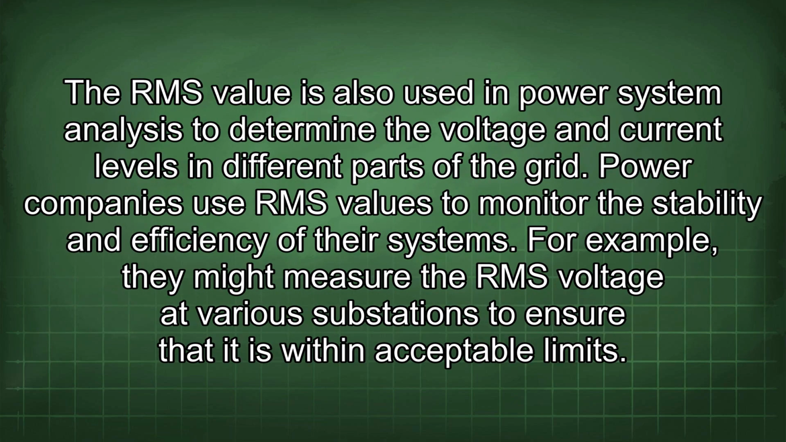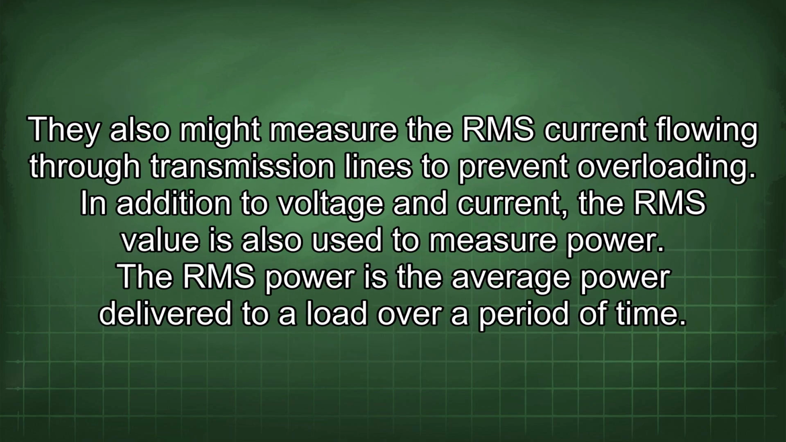The RMS value is also used in power system analysis to determine the voltage and current levels in different parts of the grid. Power companies use RMS values to monitor the stability and efficiency of their systems. For example, they might measure the RMS voltage at various substations to ensure that it is within acceptable limits. They also might measure the RMS current flowing through transmission lines to prevent overloading.